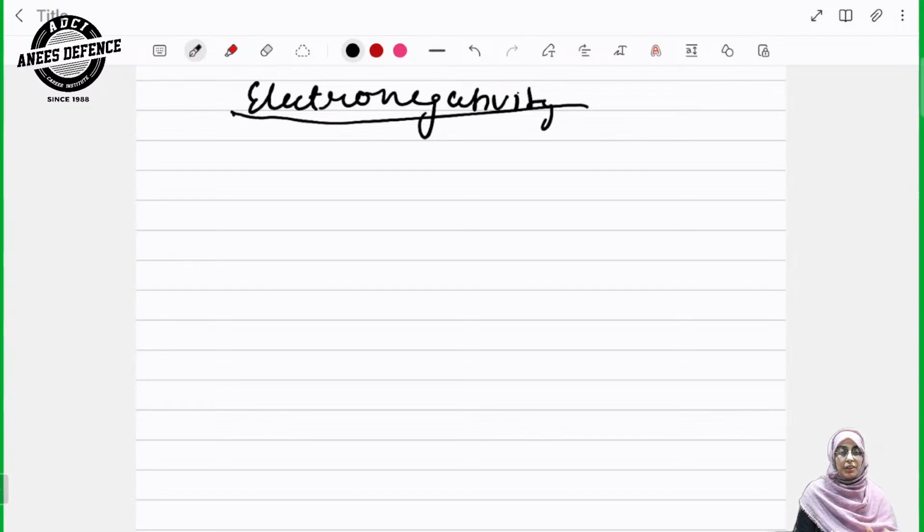I want to make it clear again: electron affinity is the tendency to accept an electron, and electronegativity is the tendency to attract the electron.